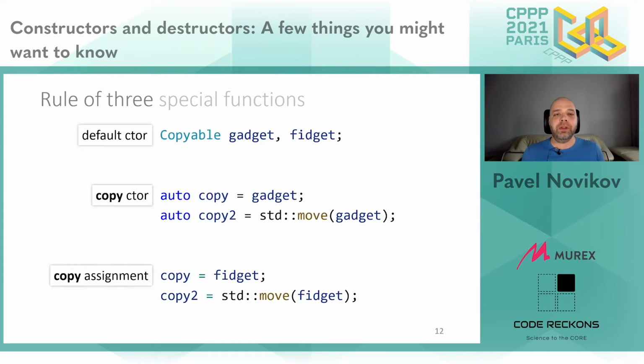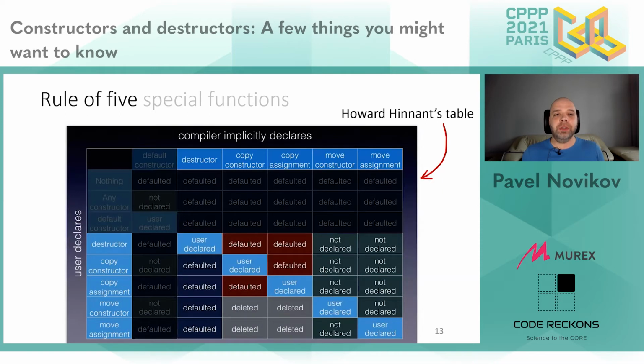So having that, we can do all of these things. We can construct by default, we can copy, and we can copy assign. And when we ask to move an object, the copy constructor is called. So instead of ask to move, we get copy. This is what we want. So the next one is the rule of 5 special functions.